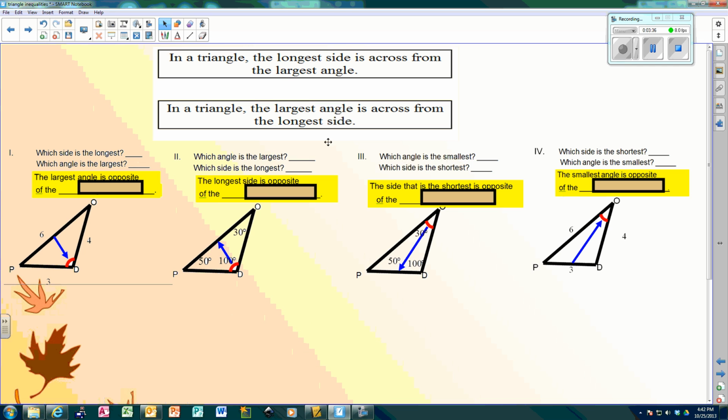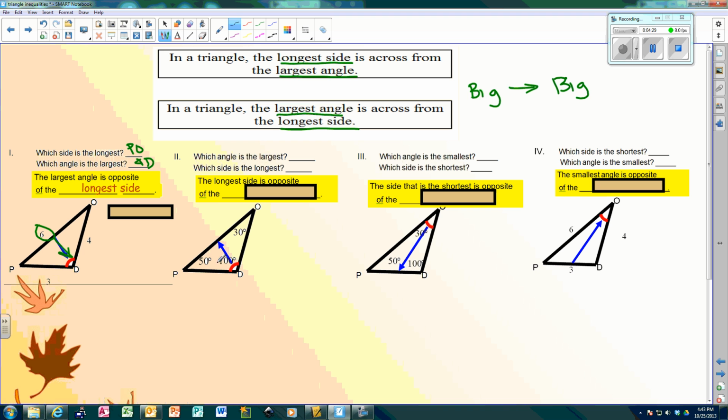All right. Now, this isn't on your paper, but we're going to come to the conclusion. If you have a triangle, the longest side is across from the largest angle, or the largest angle is across from the longest side. So in other words, big goes with big. Let's look. Out of these three sides, which side is the longest? 6 is the biggest number, so that makes PO the longest side. Which angle would be the largest then? You look at the one that's across from it, so that would be angle D. Therefore, the largest angle is opposite the longest side.